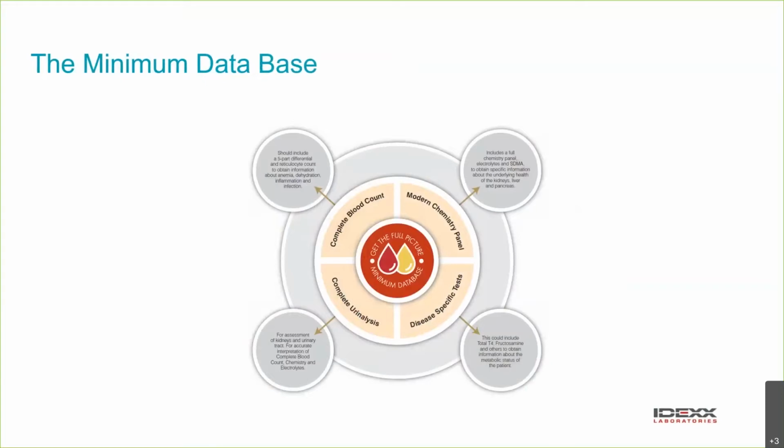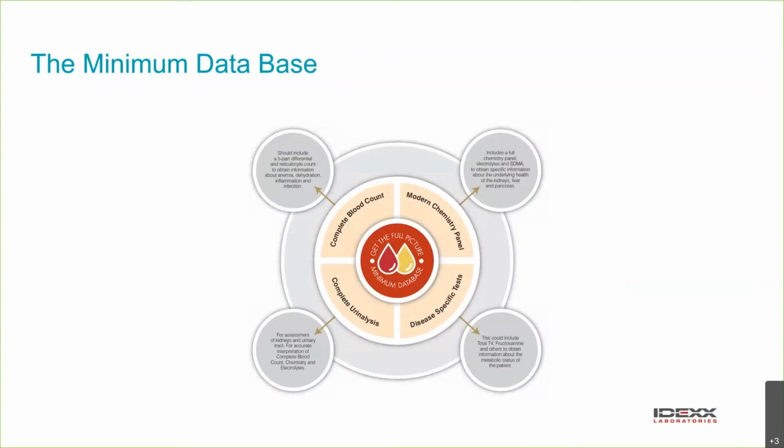So just briefly reviewing the minimum database, the CBC should be a true complete blood count. So giving us the red cell mass, so red cell count, hemoglobin, hematocrit, the red cell indices, and a reticulocyte count, because even in non-anemic patients, that can be helpful for us. We need a white cell count with a 5-part differential. Ideally, we need to know if there's a left shift, and we need an accurate platelet count.